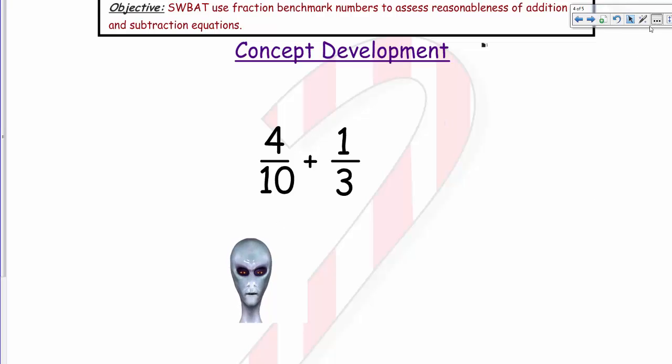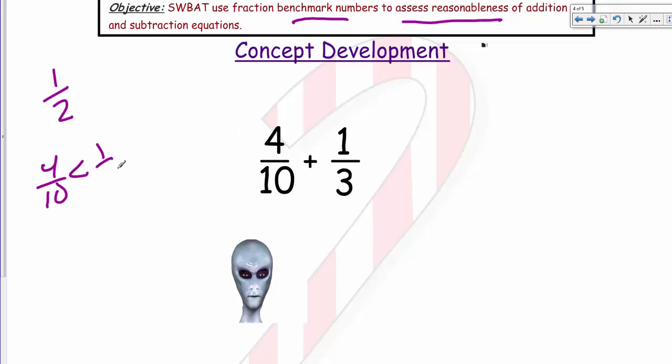What can we understand that will make it so that we can figure some general understanding of the value without actually having to solve? This is really important. This is what we mean by benchmark numbers. One benchmark number is the half, comparing a lot of these to 1/2. We're assessing the reasonableness of the answer without actually always coming up with the answer. Well, 4/10 we definitely know is less than 1/2, because 5/10 would be 1/2.